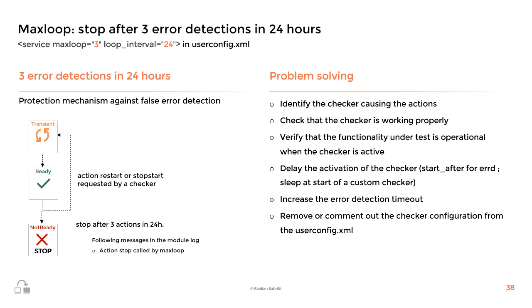A common behavior of SafeKit that is often misunderstood is a restart or stop-start loop of a module on a node followed by a stop. This loop corresponds to an error detection on a node, an attempt to trigger a restart or stop-start action that does not resolve the error, reproducing the same error detection in a new restart or stop-start attempt, and so on. The loop is bounded by the maxLoop variable in userconfig.xml, which causes the module to stop on the node. In this case, you will see the message action stop called by maxLoop in the module log.